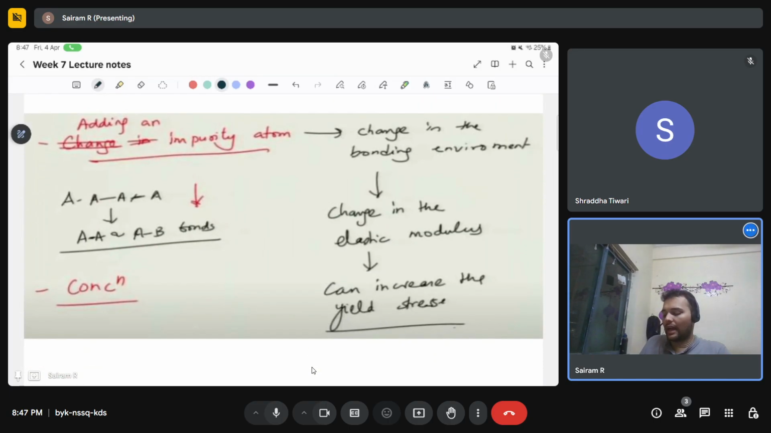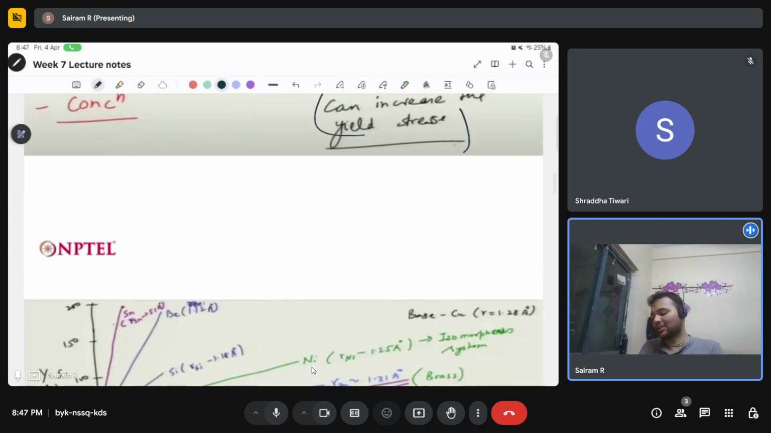So adding an impurity atom, there is going to be a localized change in the bonding nature as well, and this could very well change my elastic modulus as well. So which means there is again an increase in my yield stress as well.